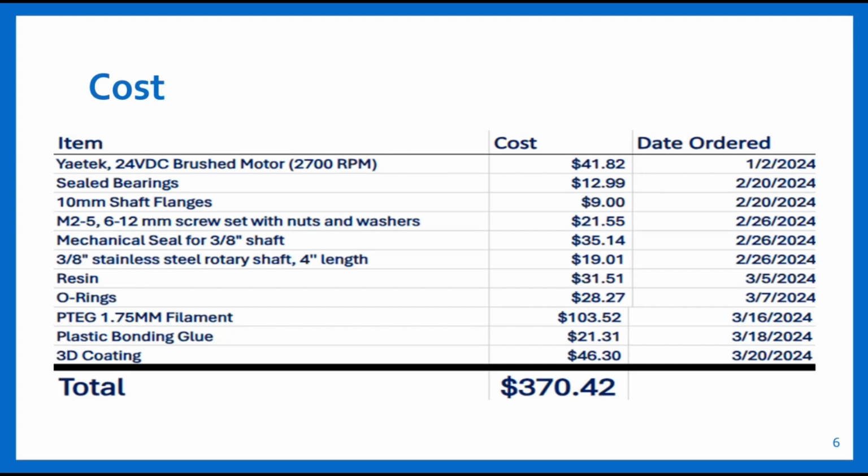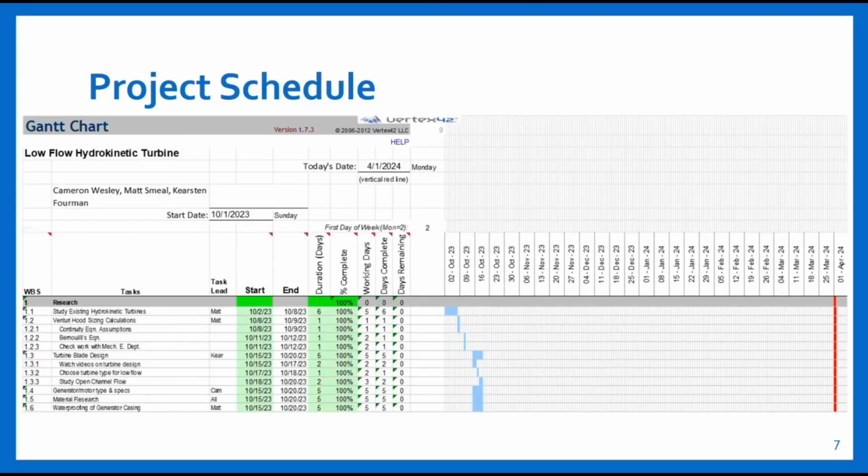It comes out to about $370. That's with the motor, all of our mechanical bearings, shafts, screws, seals, O-rings, as well as filament, bonding glue, and 3D coating. And then here is our project schedule.